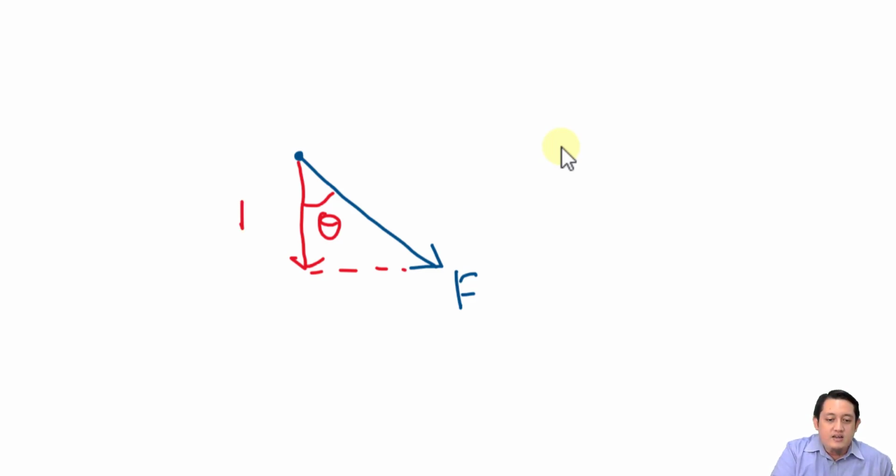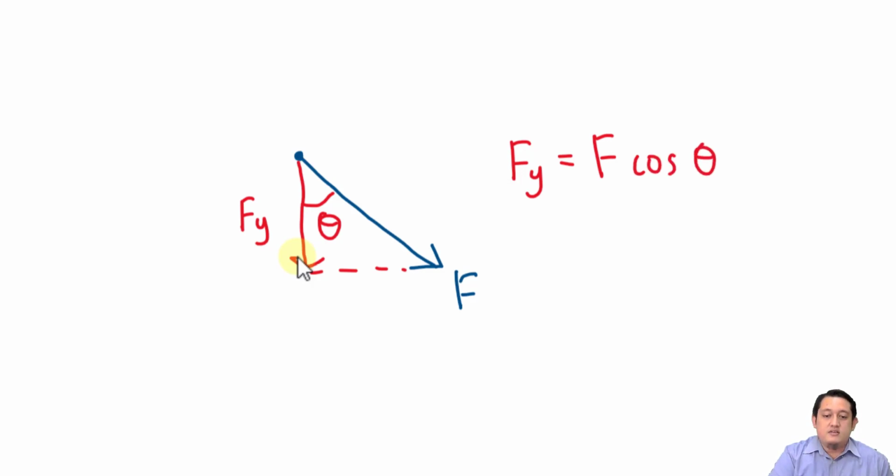Fy. So this one is Fy. To calculate Fy, again, because we have F here and we want to resolve it to Fy, it means that we will crush this angle. Therefore, Fy is equal to F cos theta. That's it. As easy as that.